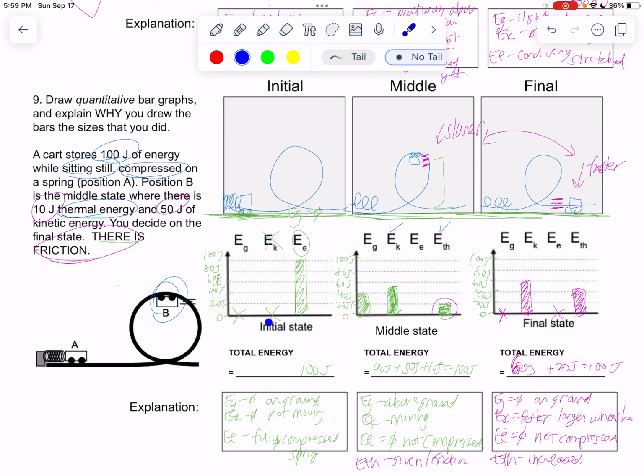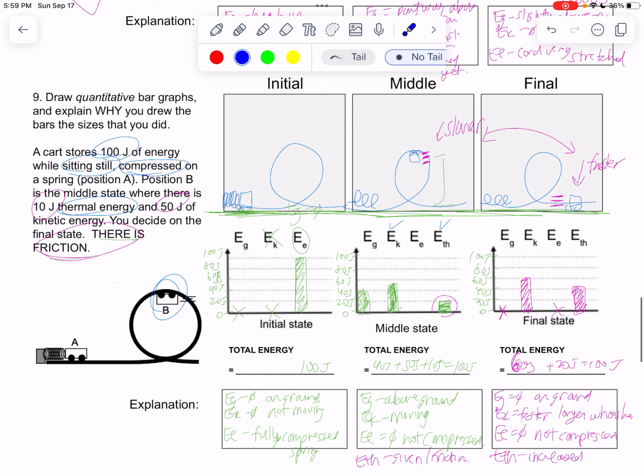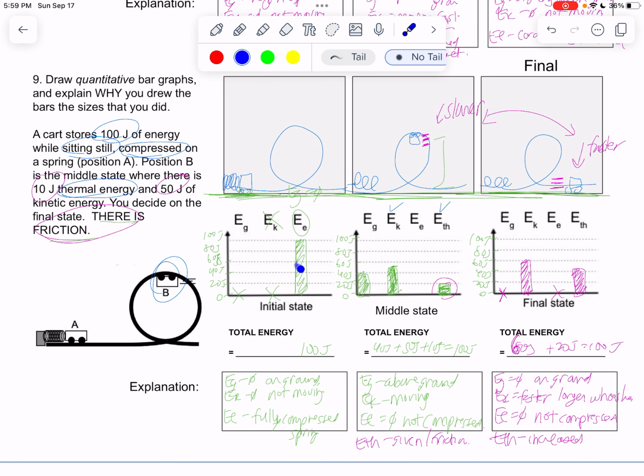Kinetic, not moving here, no wishies. 50 joules here, so medium-ish wishies. This one's 60 joules. So then that has longer wishies because that's faster, okay? Elastic here, very compressed, big EE. Okay, these two, the spring is no longer compressed, so they don't have any. Okay, and then thermal, there is friction, so I do have to count it. Never in the first picture. Some amount in the second picture.